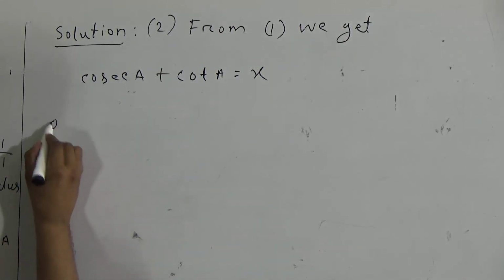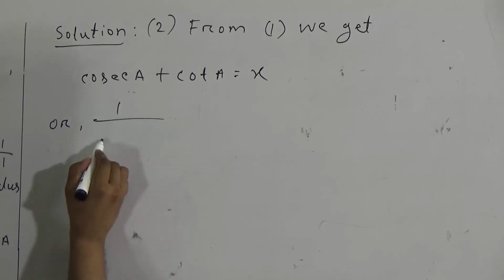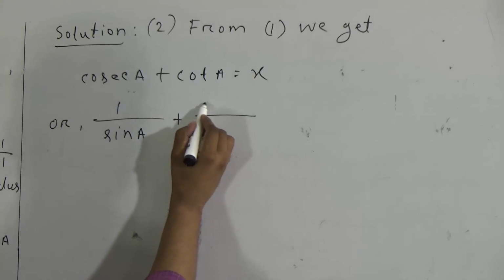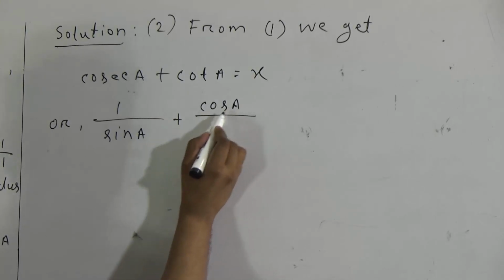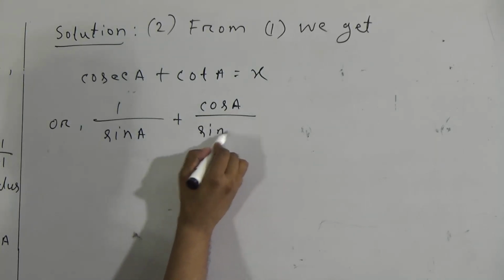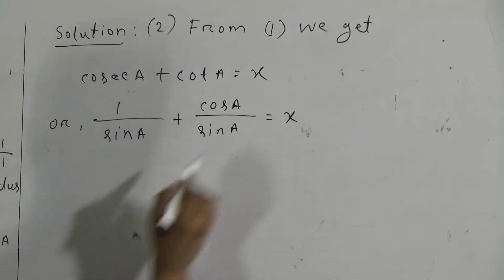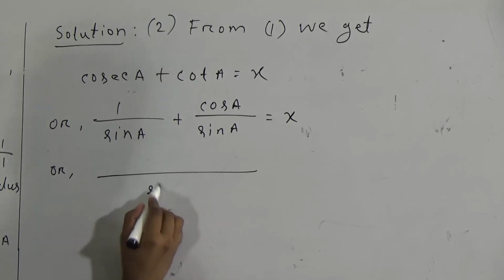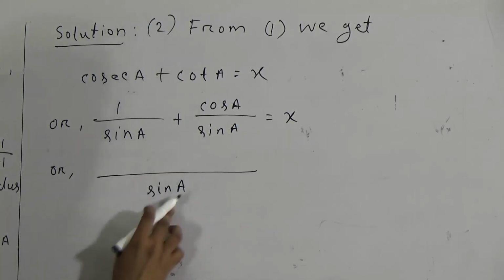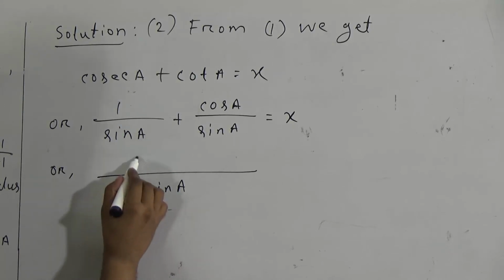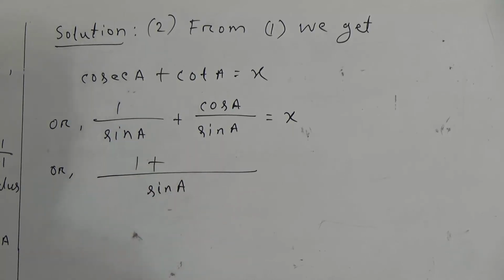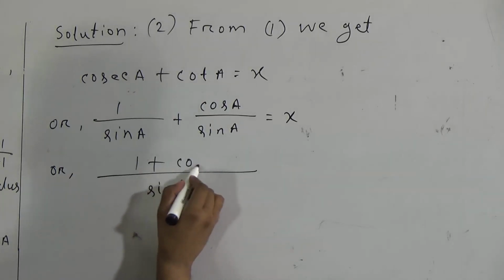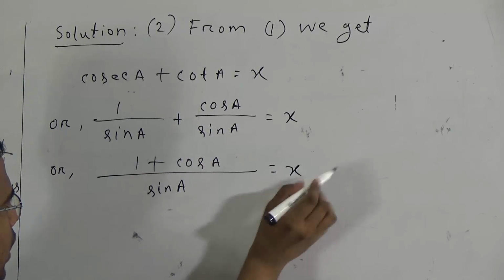Now here instead of cosec A we can write 1 by sin A, plus here instead of cot A we can write cos A by sin A. Cos A by sin A equal to x, or here LCM will be sin A. If we divide sin A by sin A, then it will be 1, and 1 multiplication 1 equal to 1, plus if we divide sin A by sin A, then it will be 1, and 1 multiplication cos A, this is equal to cos A. Cos A equal to x.